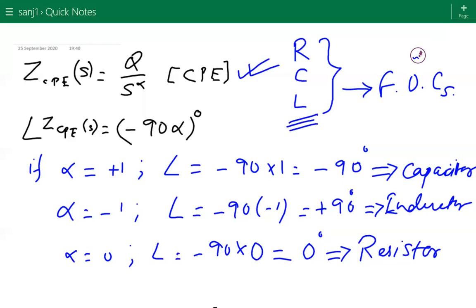So in order to model all those system responses, we have to move to the fractional order circuit elements. Now we will see another aspect of this constant phase element here. Let us rewrite that ZCPE equal to Q by S to the power alpha.